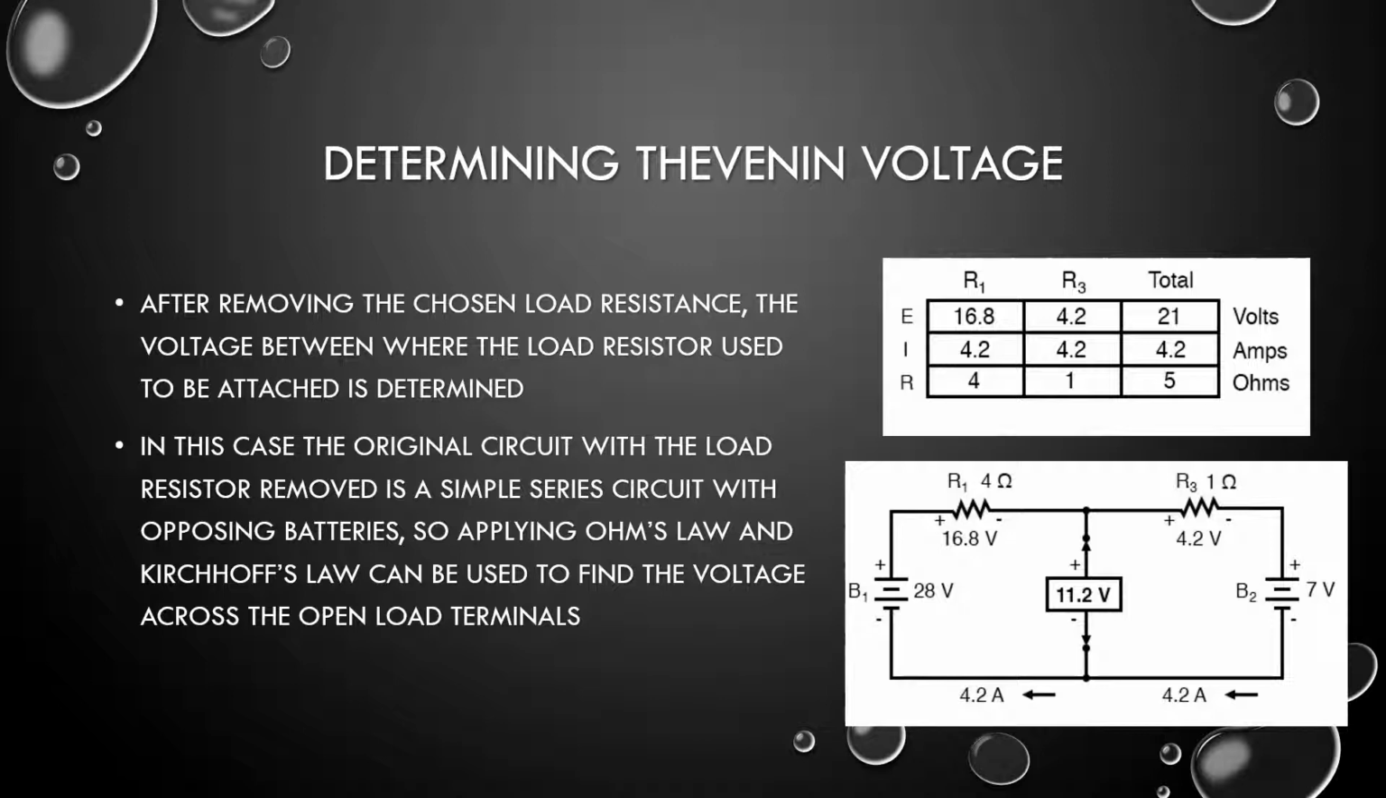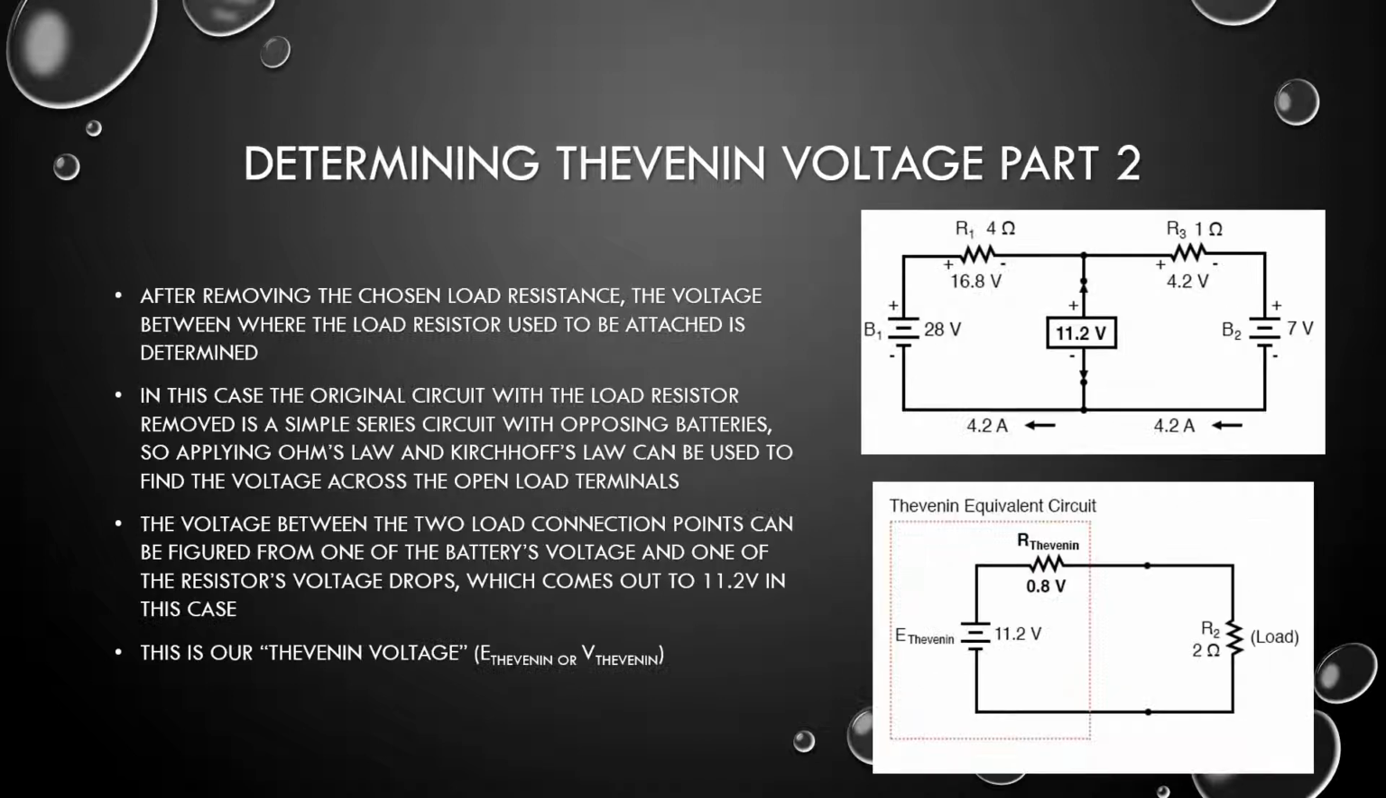Determining Thevenin voltage. After removing the chosen load resistance, the voltage between where the load resistor used to be attached is determined. In this case, the original circuit with the load resistor removed is a simple series circuit with opposing batteries, so applying Ohm's law and Kirchhoff's law can be used to find the voltage across the open load terminals. And as you see to the right, they took care of that for us.